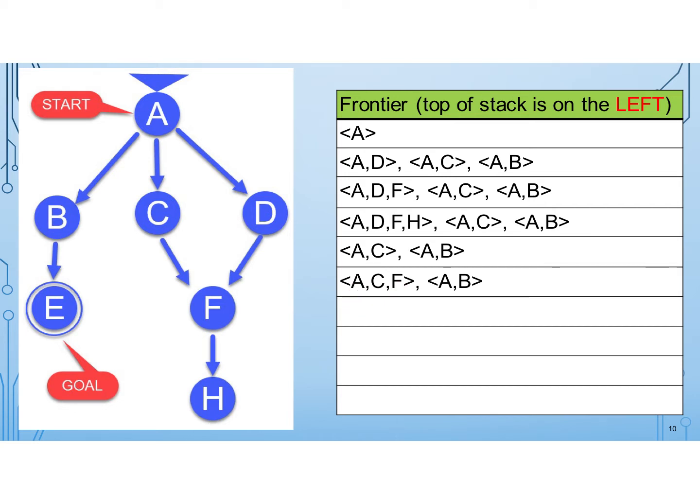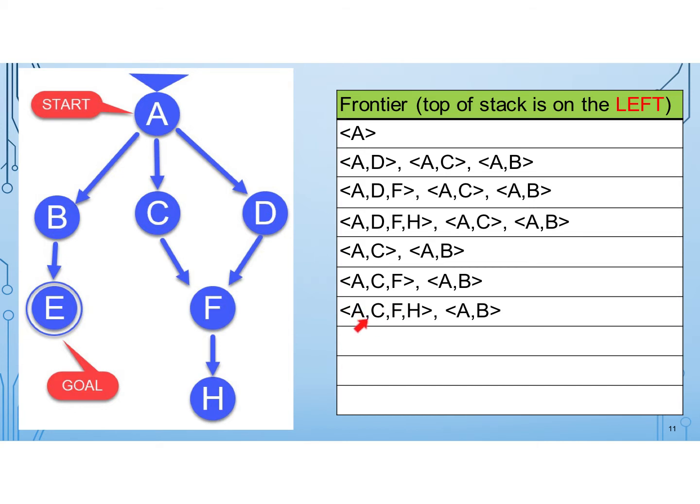We push that on. And now, of course, we're going to pop that off. We say, is F the goal state? Nope. So we're going to say, who are F's neighbors, the successors of F, and that would be H. So we're just going to add ACFH onto our frontier, right? And so now we pop this off the frontier and we say, is H a goal state? No, it's not. So we look for the neighbors of H. It has no neighbors, and so we just don't push anything new.